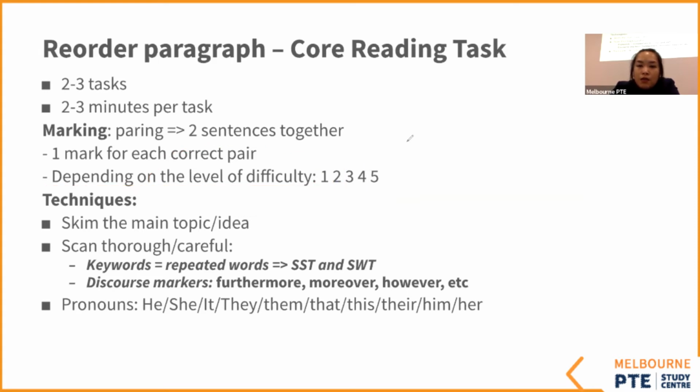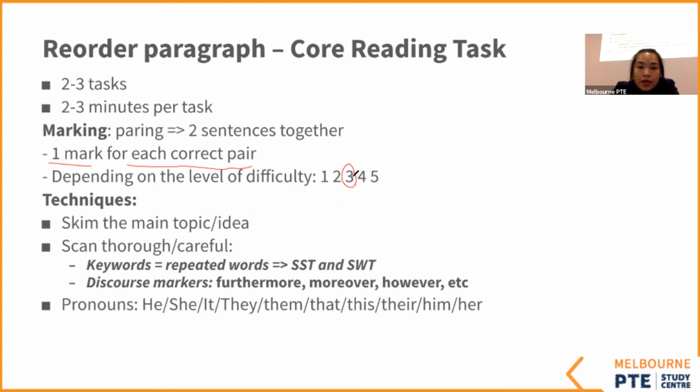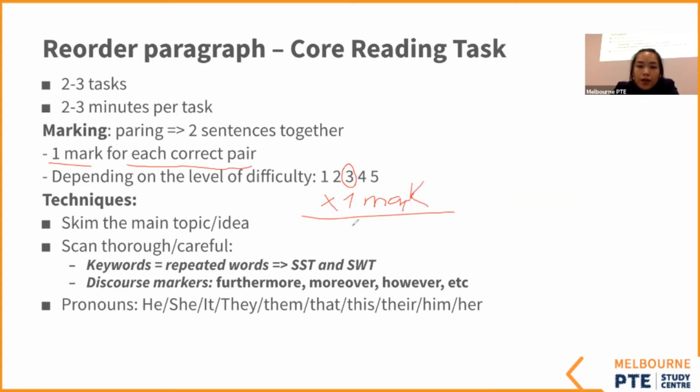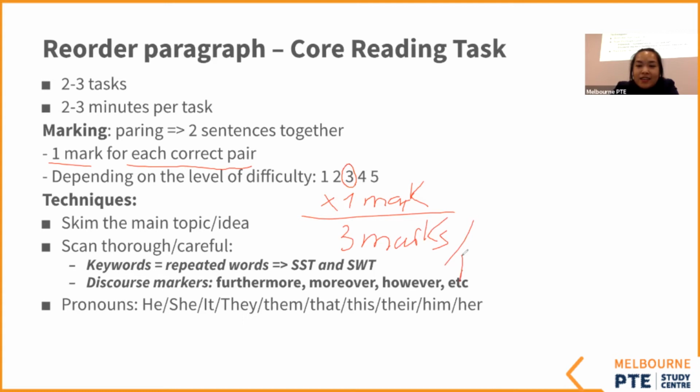Right now, if level 3 applies to one of the questions in the reorder paragraph, normally it is 1 mark for each correct pair, right? And if it's level 3, multiply it. 1 mark for 1 pair, so now it's 3 marks for 1 pair. The highest score. Correct, that's right. You just multiply it, okay?